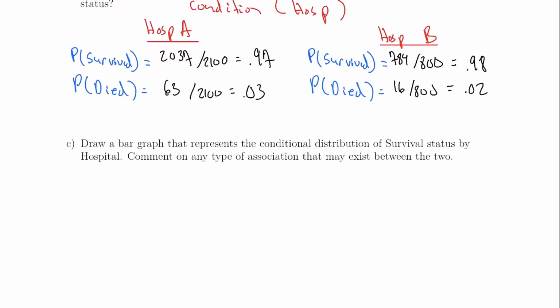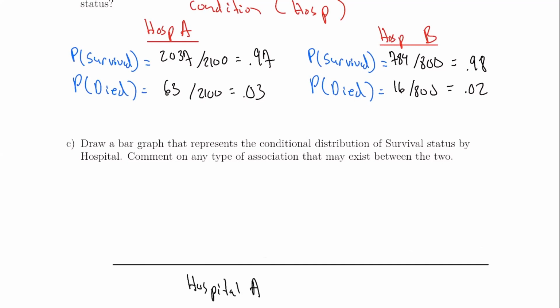All right, so let's do C. For C, it said draw a bar graph that represents the conditional distribution of survival status by hospital. Comment on any type of association that may exist between the two. All right, so if you look at this one, we want to do a conditional distribution bar graph based off of the hospital they went to. So right here, we're going to say hospital A. Right here, we're going to say hospital B.